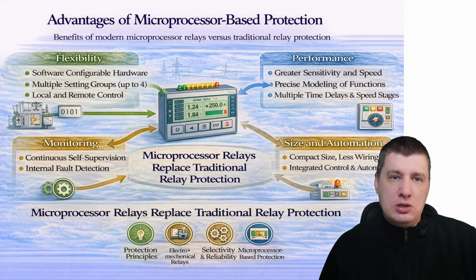Finally, the same protection hardware can perform control and automation tasks. This includes switching operation, interlocking, alarms, and monitoring. Together, these advantages explain why microprocessor-based protection has largely replaced traditional relays.